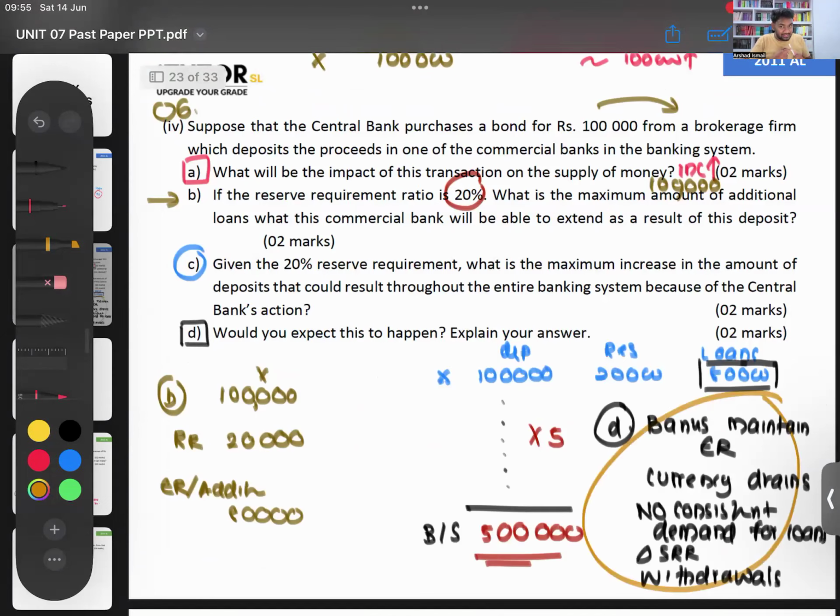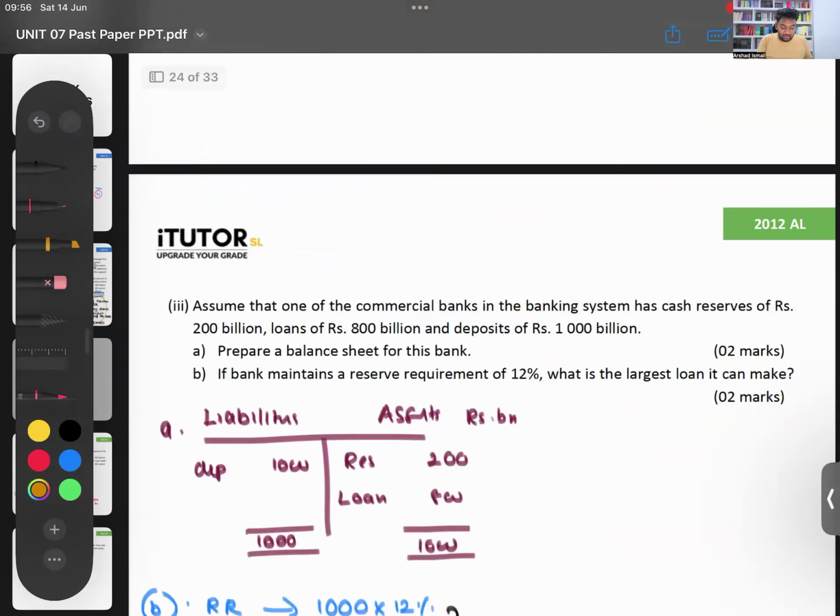Banks will maintain excess reserves, right? So even though the deposit multiplier says it will multiply by, let's say, 10 times or 5 times, actually it won't happen because banks will maintain excess reserves. There could be currency drains from the banking system. There could be no consistent demand for loans. The SRR can actually start changing, right? Then you can talk about any withdrawals that happen from the bank. So any of that can happen. So you can write about all of that.